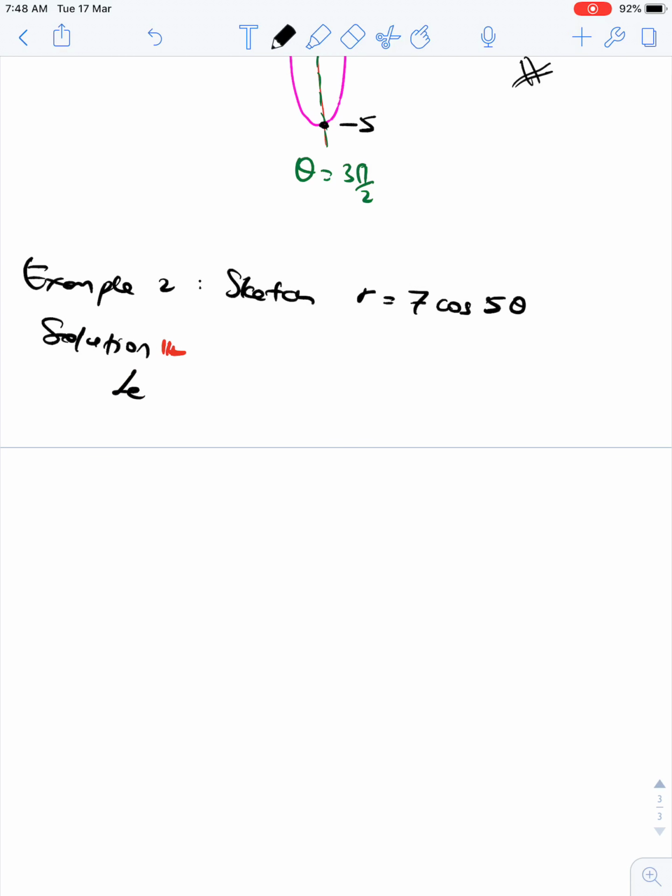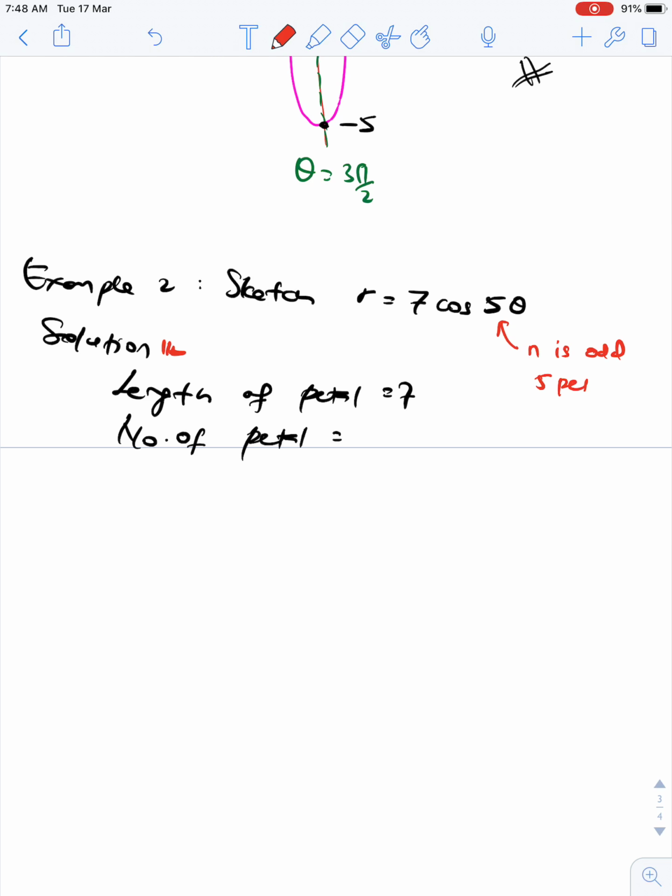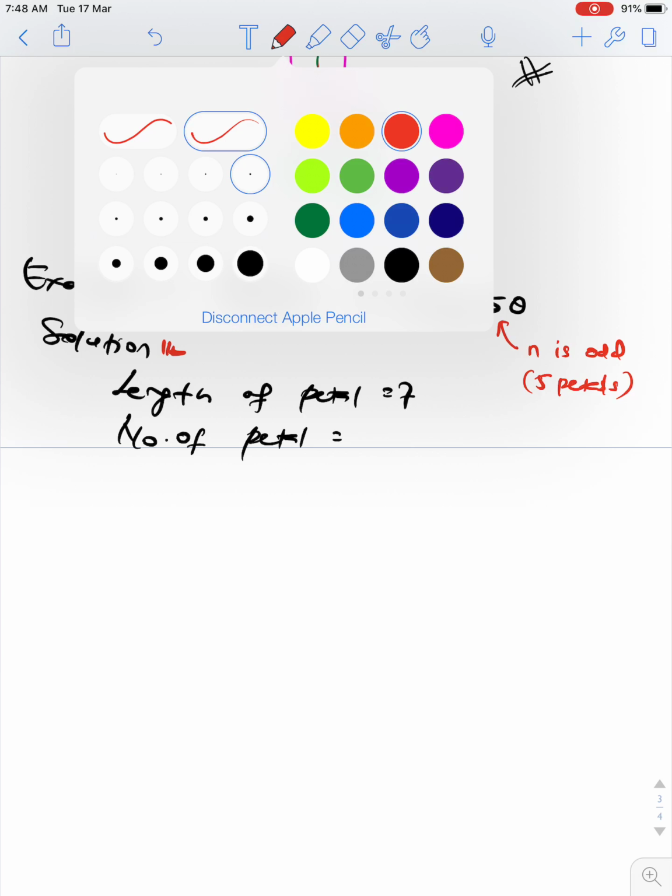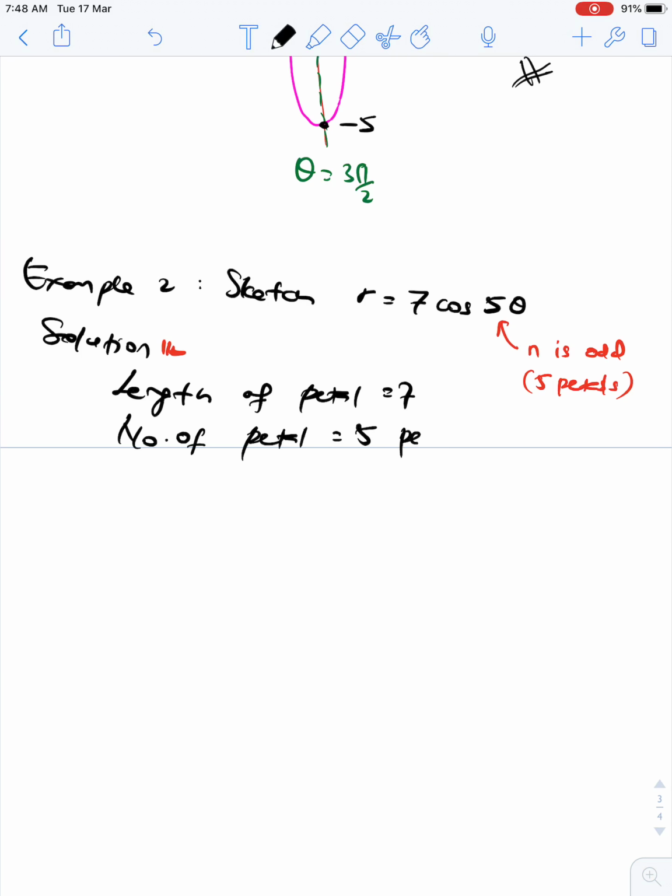Okay, length of petal equals 7. And then, number of petals. In this case, n equals 5, so n is odd. So we have 5 petals.